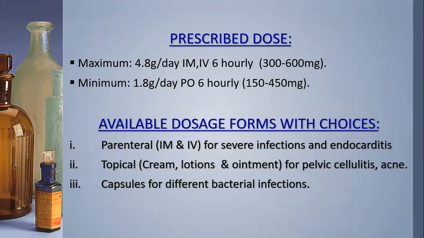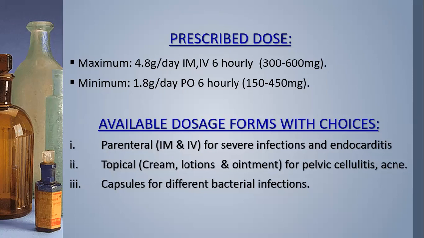The maximum prescribed dose is 4.8 gram per day. It can be given IM or IV every 6 hourly, and minimum 1.8 gram per day orally, 6 hourly. Available dosage forms are parenteral, meaning IM and IV, given for severe infections and endocarditis. Topical dosage forms like cream, lotions and ointments can be given for pelvic cellulitis, acne, etc.